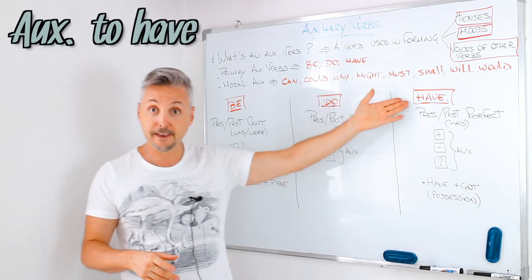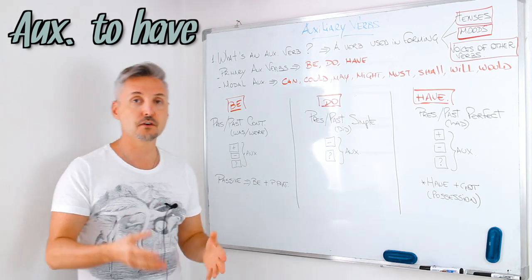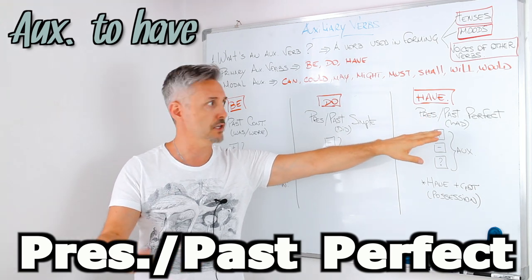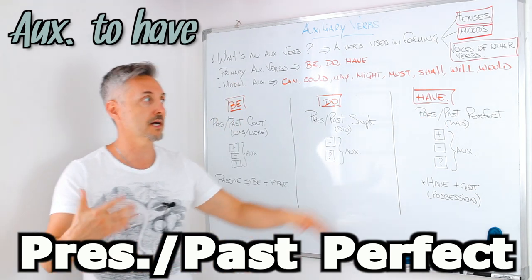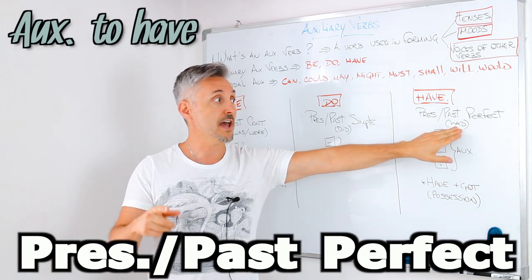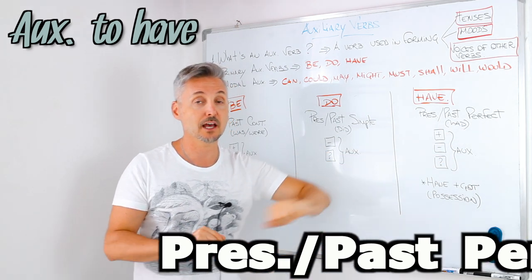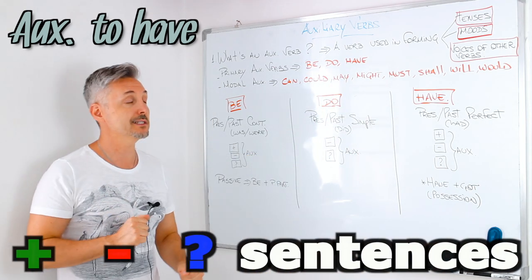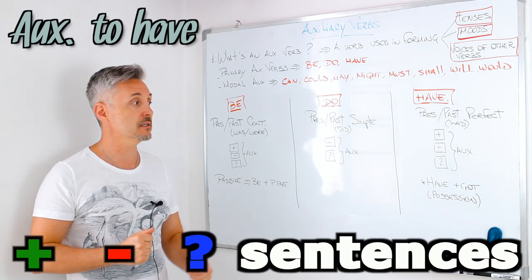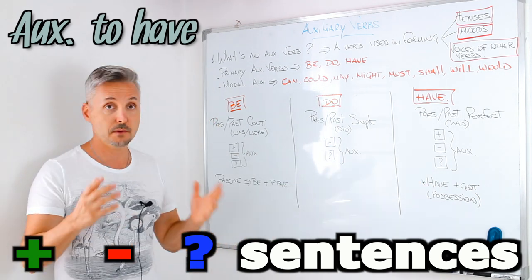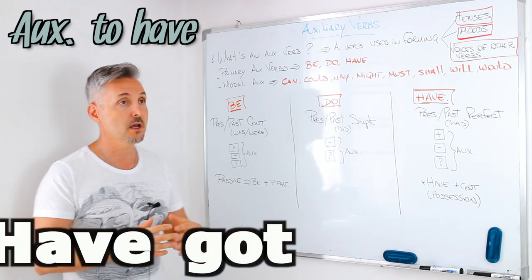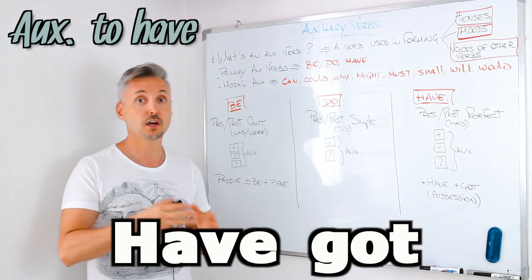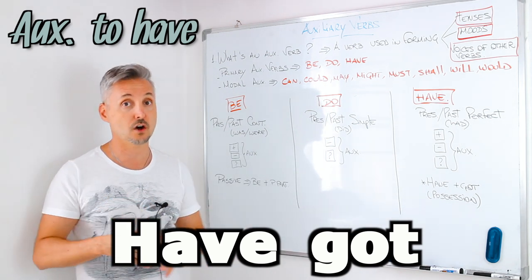Then we have have, and has is for the third person singular. We use it for the present perfect continuous, and the past perfect or the past perfect continuous. Remember that for the past we need had and not have. We use this auxiliary for positive sentences, negative sentences, and interrogative sentences. Remember also that we have an informal form for possession, which is have got. So have got, or the third person singular has got.